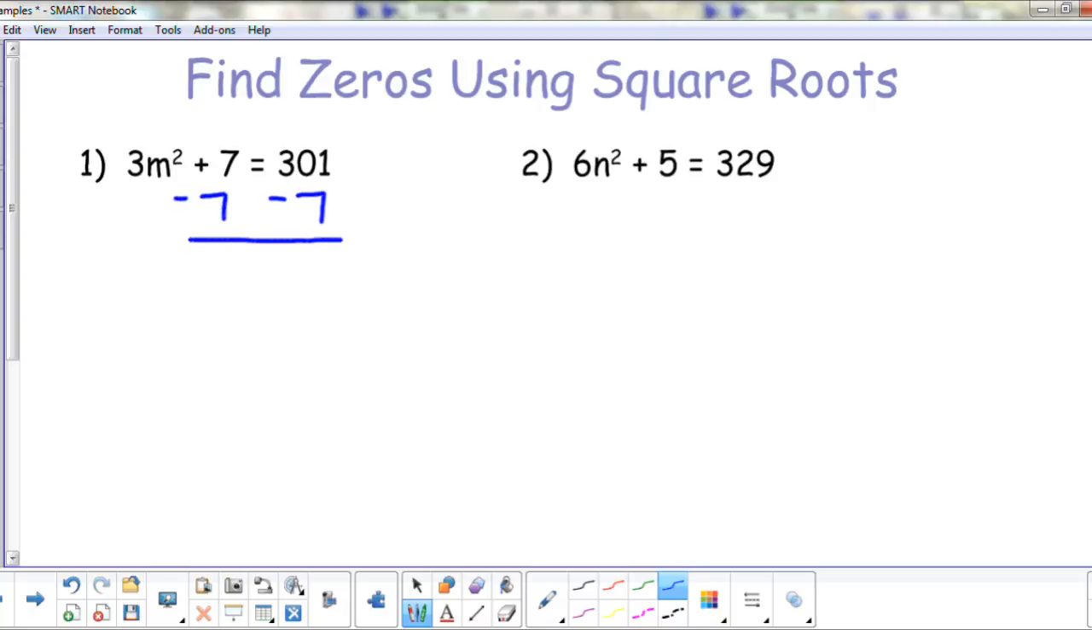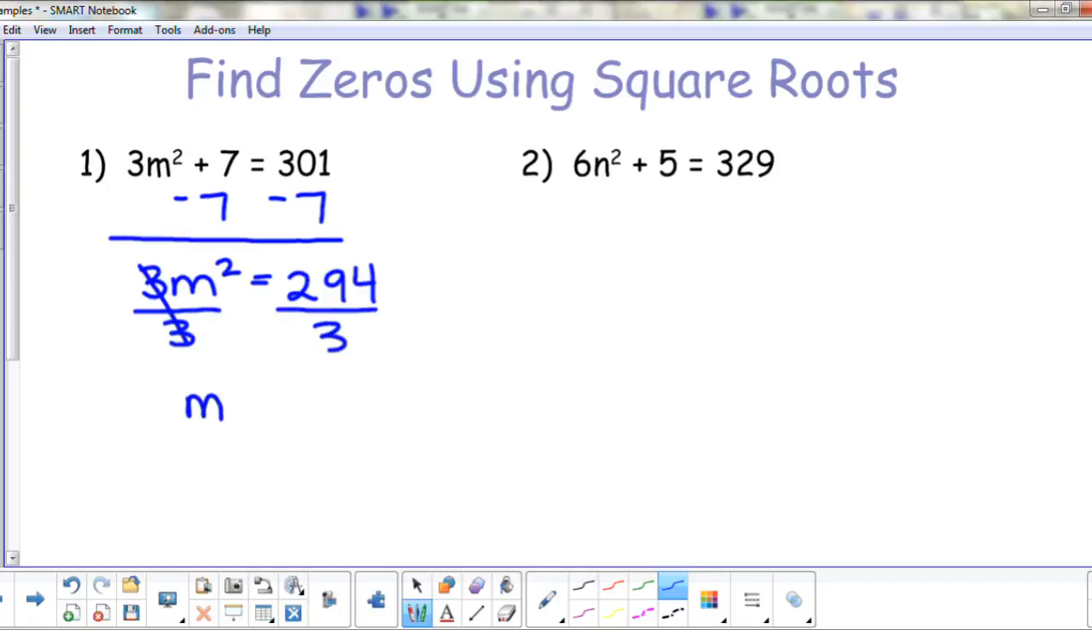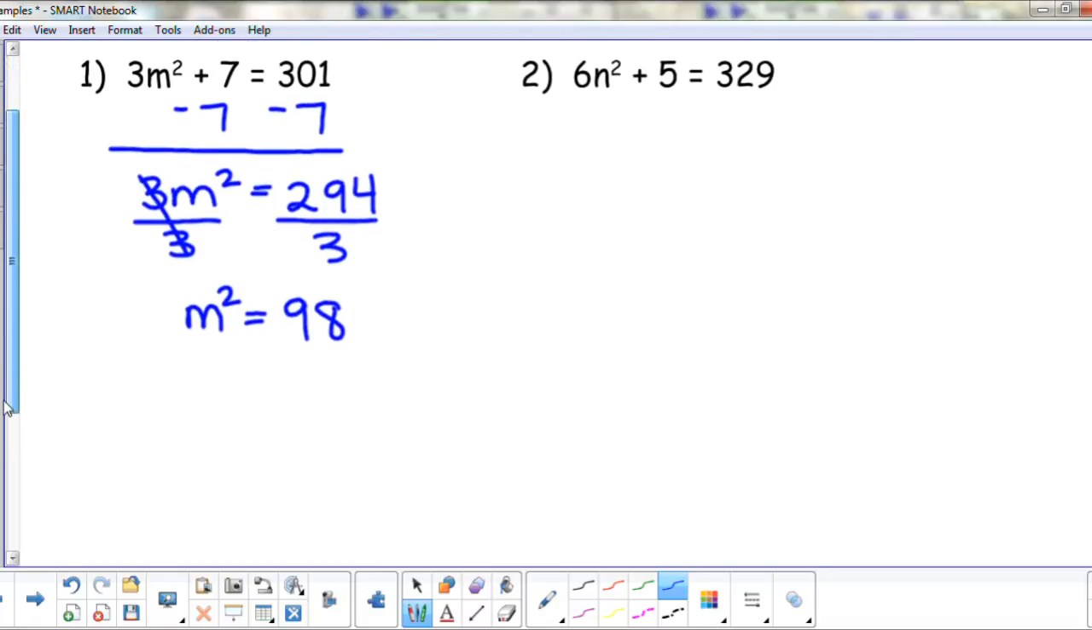So that will leave me with 3m squared equal to 294. To get m squared alone, I'm going to divide by 3. And 294 divided by 3 is going to give us m squared equal to 98. Now I need to still get m alone, and to undo my exponent of 2, I need to take the square root on both sides.